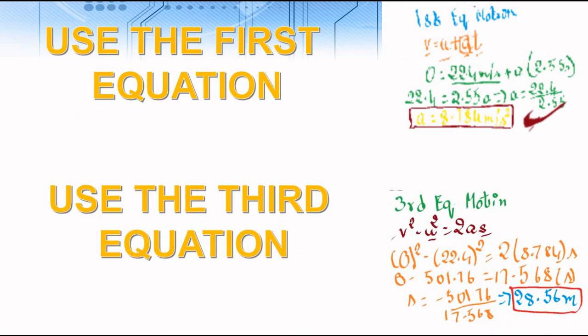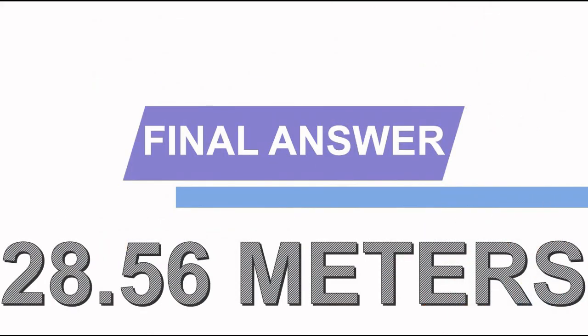And then again we use the third equation of motion and substituted the values, which is v square minus u square is 2as. So finally we got s, that is distance, was 28.56 meters. So the final answer from this question we got it as 28.56 meters. So the Lamborghini car, after a sudden brake, took a skid of 28.56 meters.